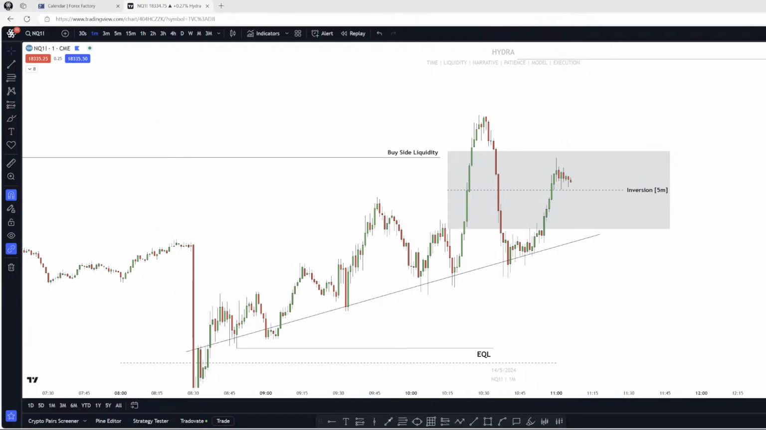Let's do a poll. Let's see how many of you are green or red for the day. Guys, let's do the poll. Let's see how many of you are green for today. I'm red on a challenge account.